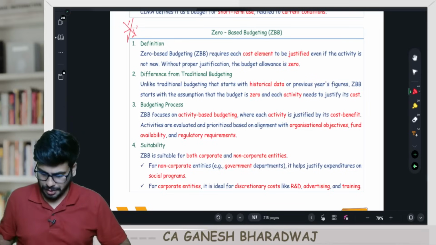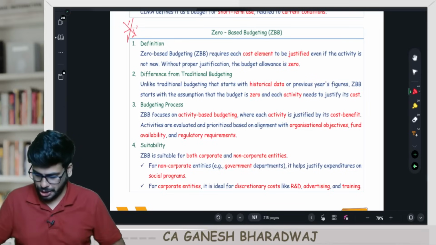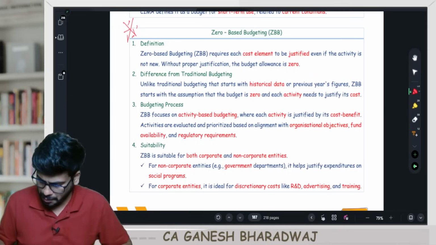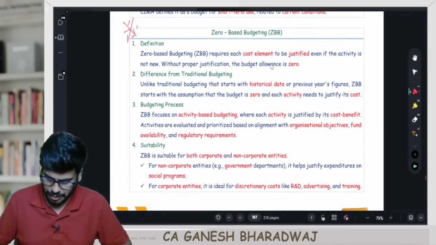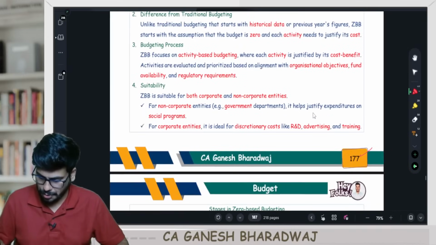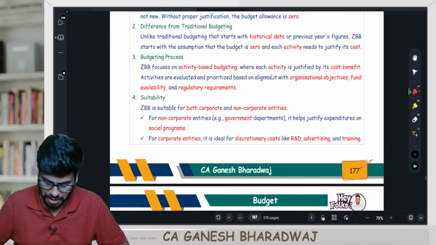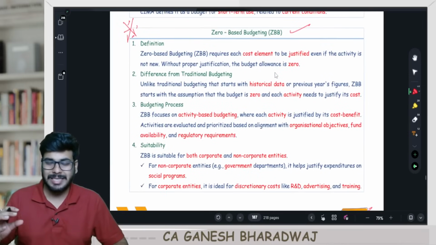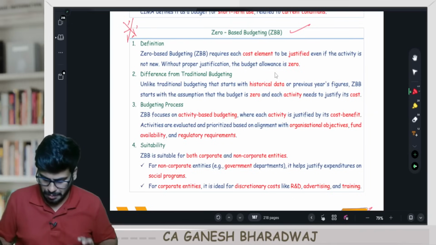Now, moving on to the next chapter, the budgeting chapter, right? There is one important theory area here called zero-based budgeting. This is on page number 177 of our concept decoder book. Now, zero-based budgeting, what do you mean by this?